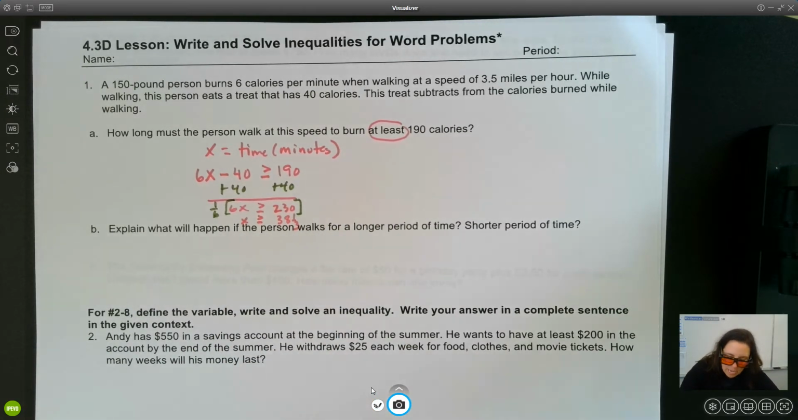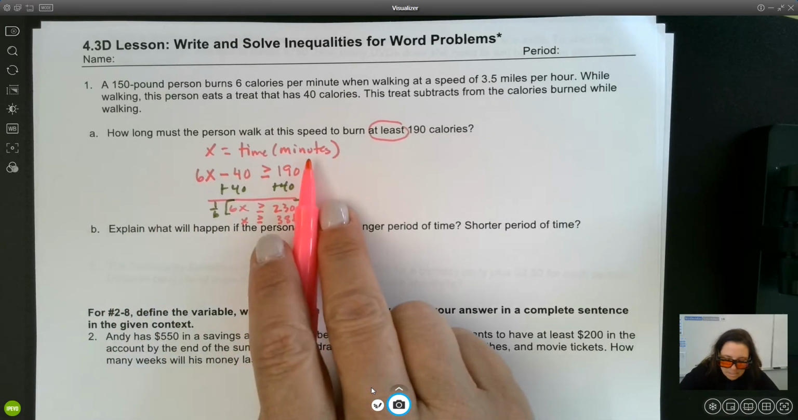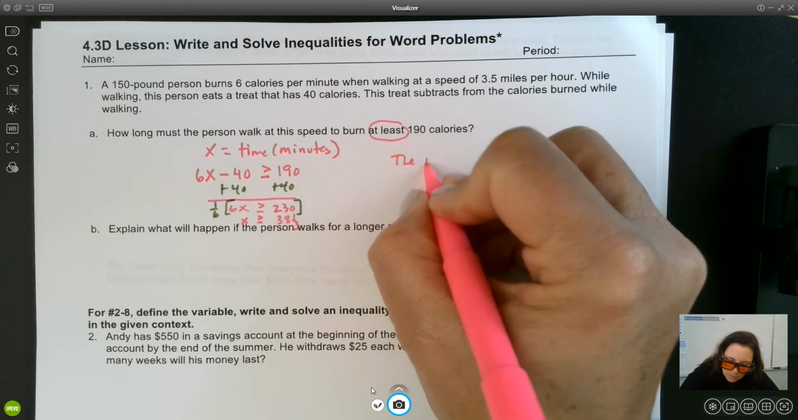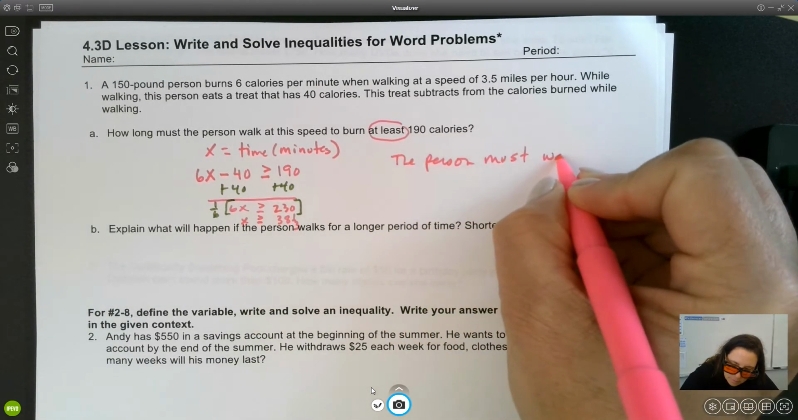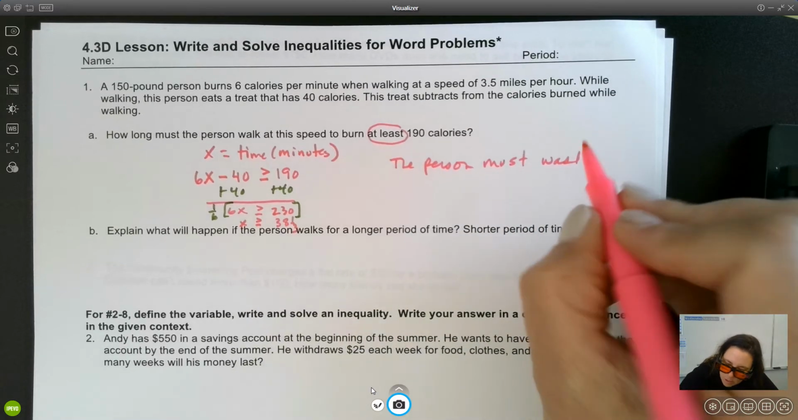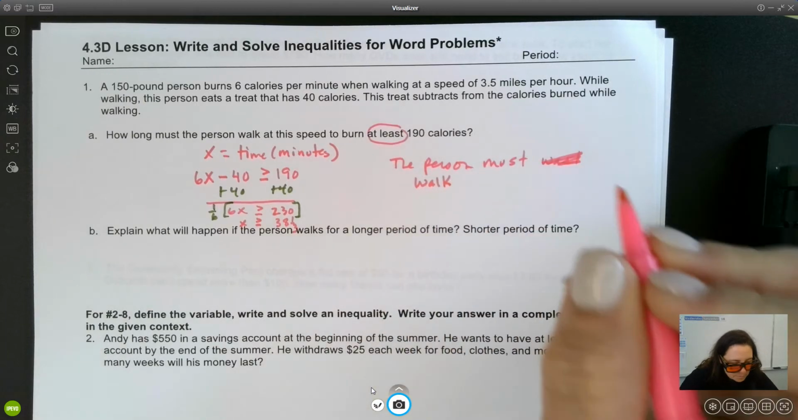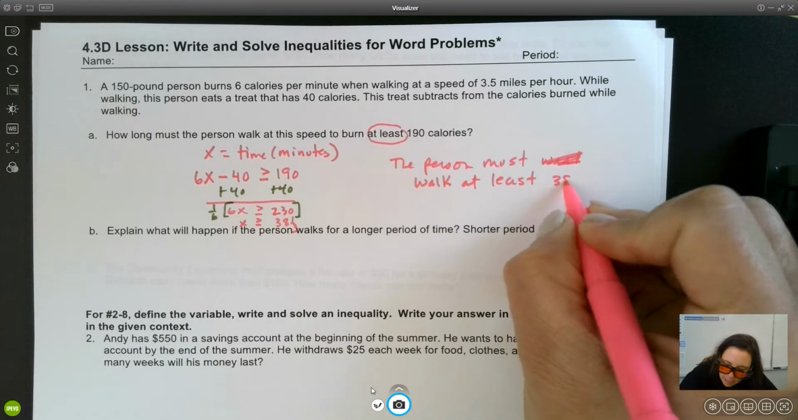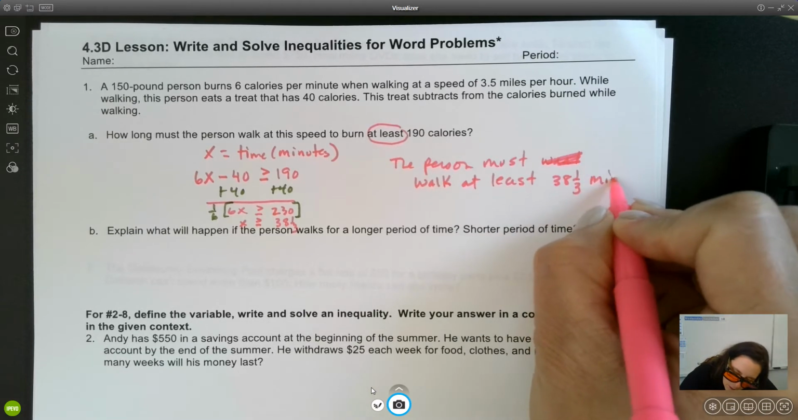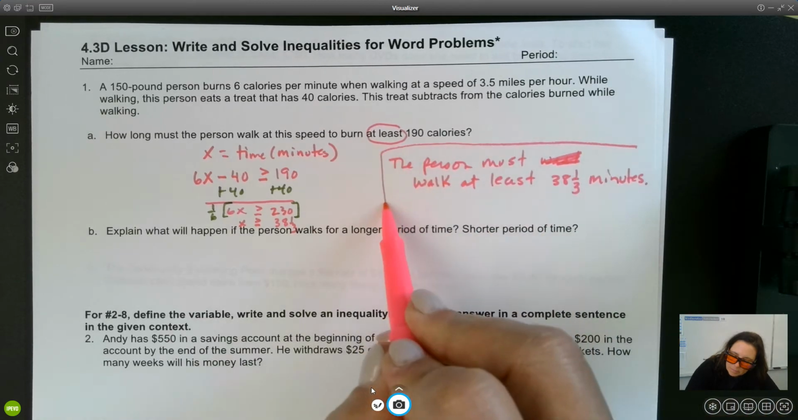So the answer, how long? This is 38 1/3 minutes. So the person must walk at least 38 1/3 minutes. Now here's what I need to talk about with this answer.